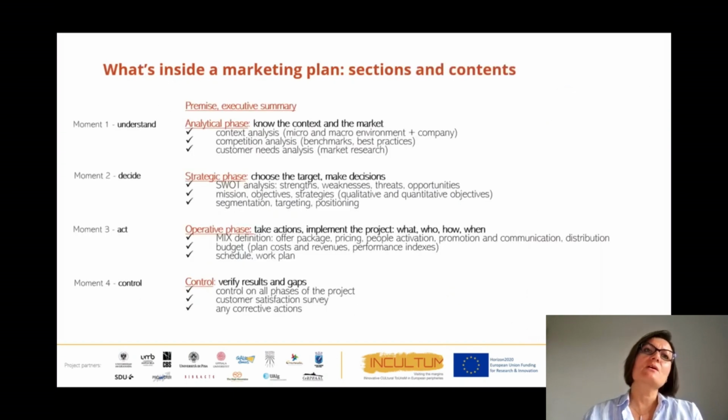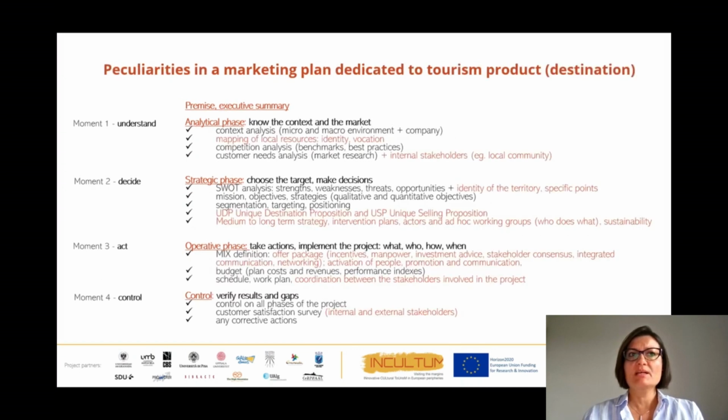Let's now have a look at the structure of a hypothetical marketing plan document. On the left side of the slide, you can recognize the 4 moments of the MMP, while on the right side, you've got possible chapters and paragraphs of the marketing plan document. When the marketing mix to be implemented is a destination, things get more complicated, and this is reflected also in the organization of the marketing plan document. When treating a destination, there are some additional issues to be included in the document. You can see them in red color.